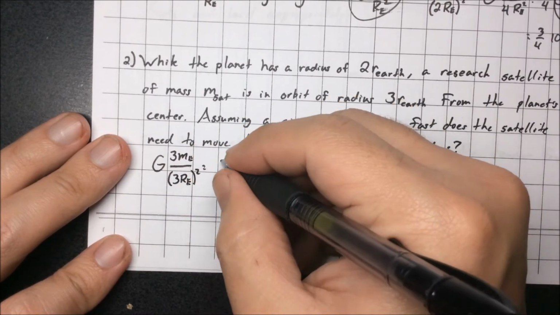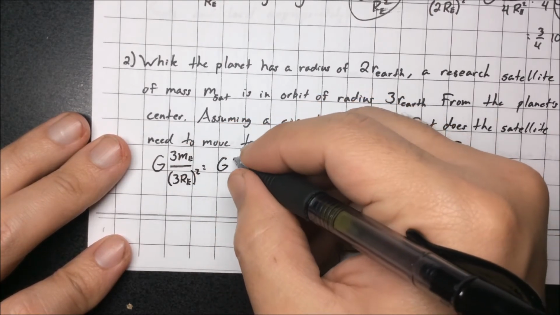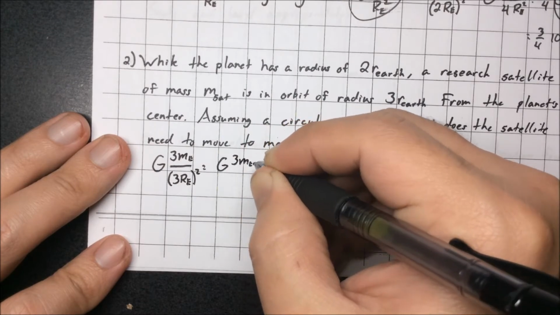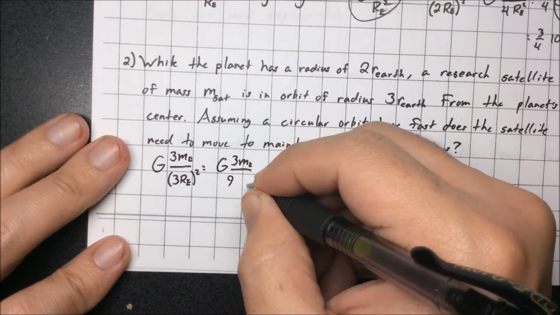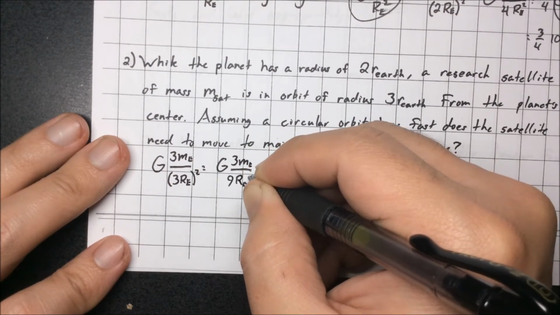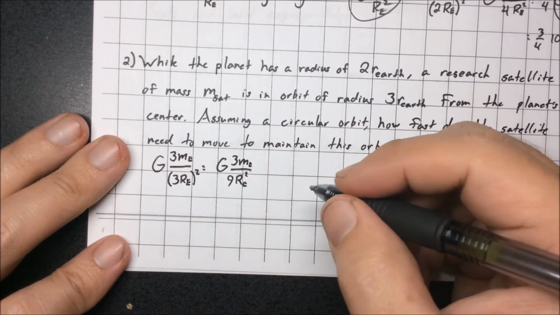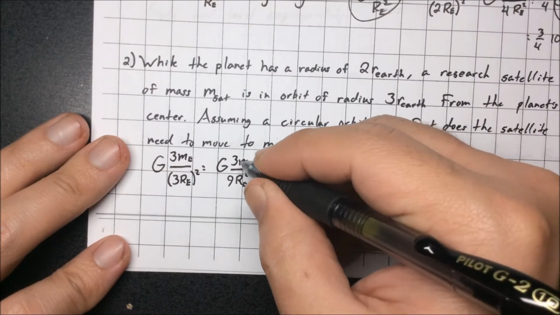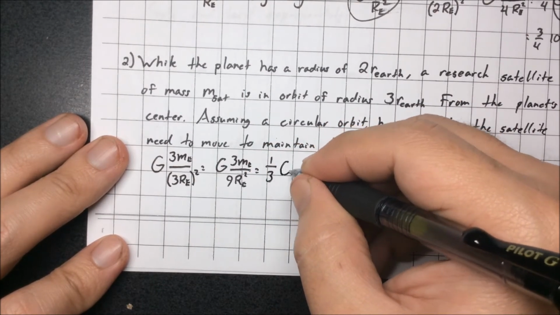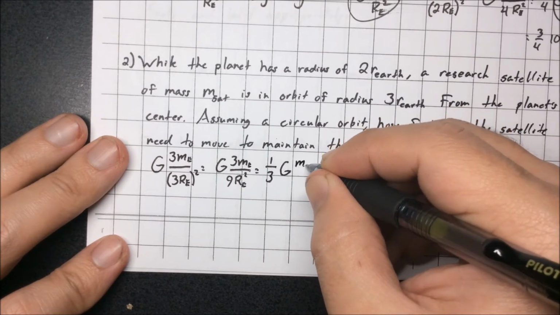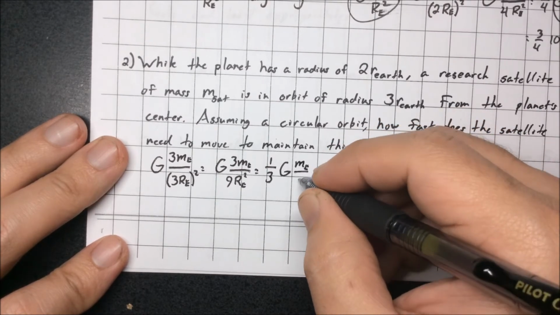And so all things being the same as before, G is there, we got 3 ME there, but oh no, they're not the same as before. That 3 becomes a 9 R Earth squared. And so what this does for us is that's a 3 over 9, it's going to be 1/3. So this satellite experiences 1/3 the gravitational acceleration as it would on the surface of Earth.